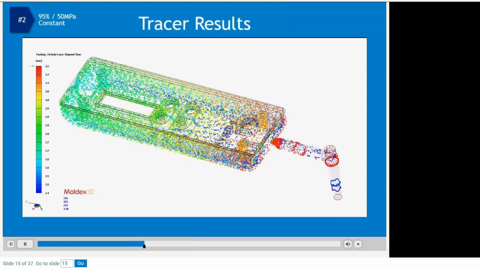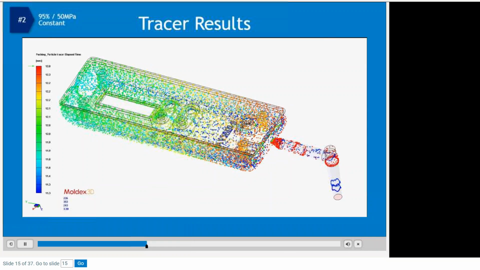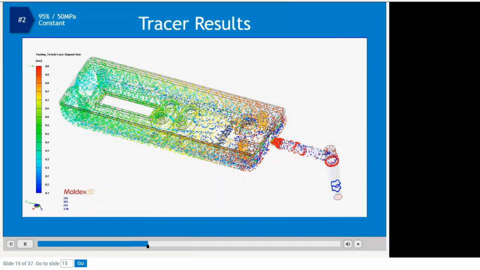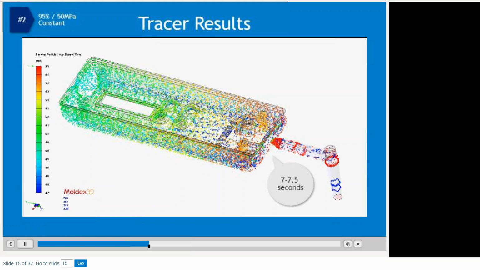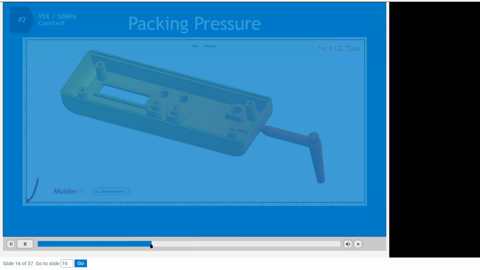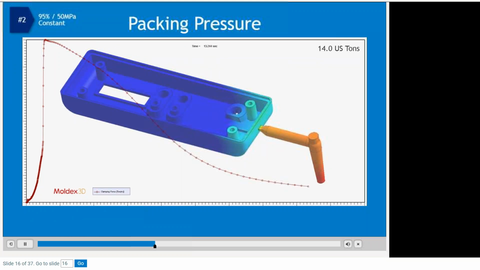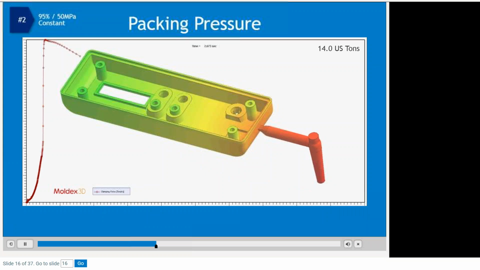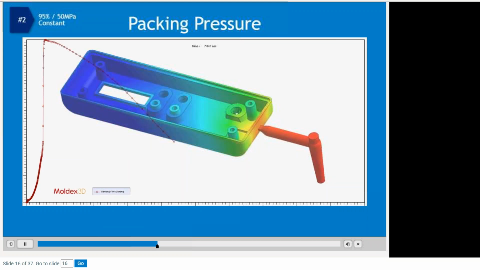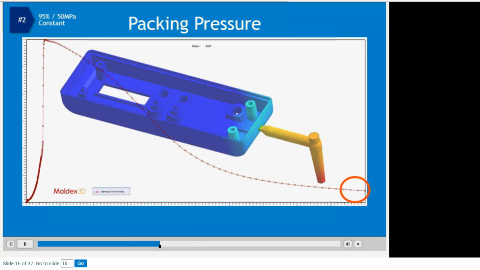Moving on to the second set of evaluations for the switchover point at 95% and a constant pack pressure of 50 megapascals. This animation indicates the tracers stop moving between 7 and 7.5 seconds, about 1 second before the previous example. Because this example has higher pack pressure, the clamp tonnage requirement will be higher as well. Here you can see the requirement to keep the mold closed is increased to 14 US tons, with the clamp tonnage curve having a different shape due to the internal cavity pressure. There is also residual pressure inside the cavity, and therefore slightly higher clamp tonnage at the end of packing.